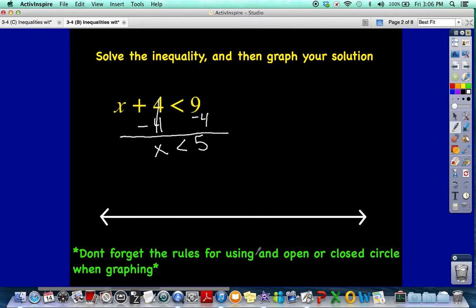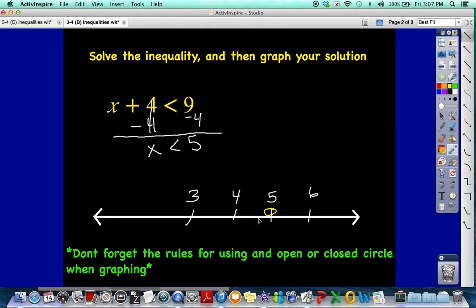Don't forget the rules for using open or closed circles. This has got to be an open circle because it can't be equal to 5. So I'll put 5 here, 4 here and 3 here, and I'm going to stop after I do 6. I would do an open circle on 5, and then I would draw my line, which should indicate which direction on this graph is a solution. I've got to be less than 5, so I'm going to draw a line showing that I am less than 5 with little arrows showing that it goes on to infinity.